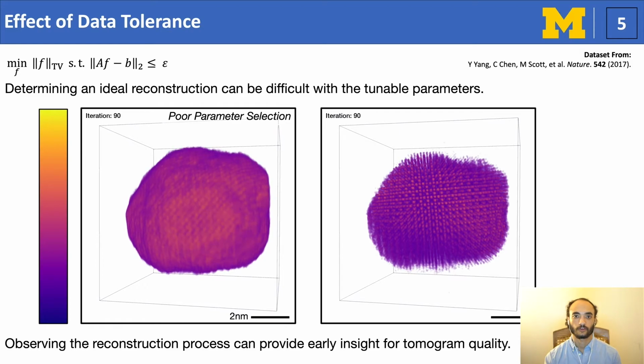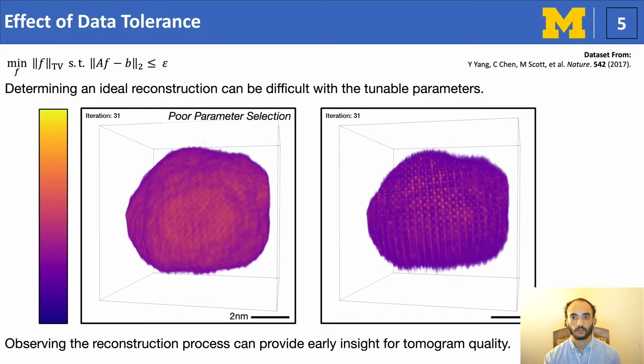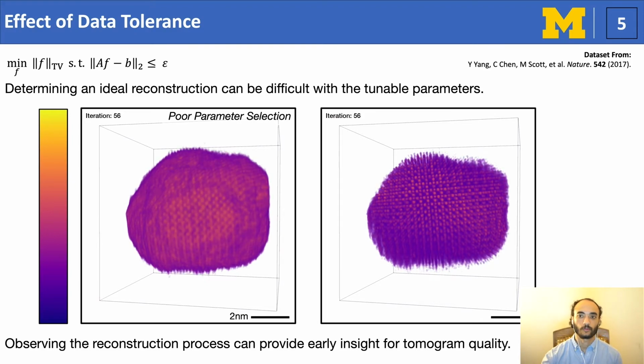Here, I'm highlighting this effect on an atomic resolution iron-platinum nanoparticle collected by our collaborators. Poorly selecting the tolerance will oversmooth the object, producing an amorphous blob, while selecting the optimal value produces a reconstruction where all the atomic columns are clearly resolved. This exemplifies the importance of getting epsilon correct. Compressed sensing has user-defined parameters which can dramatically affect the quality of the reconstruction.